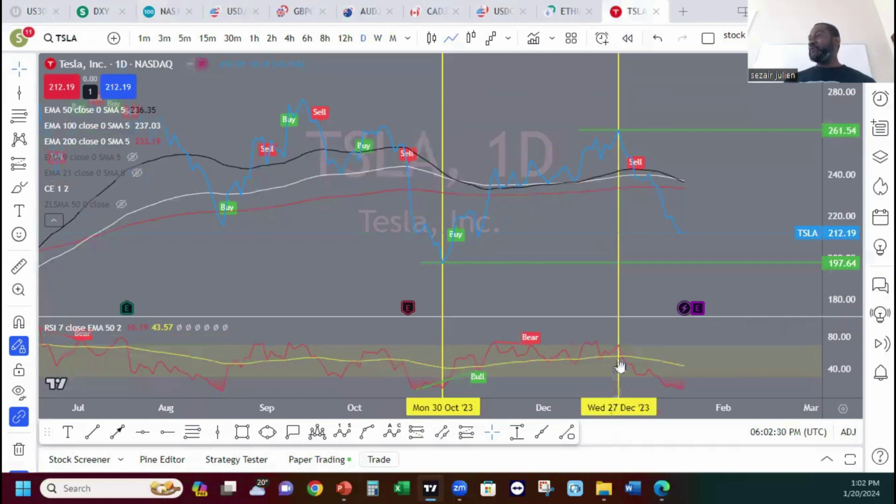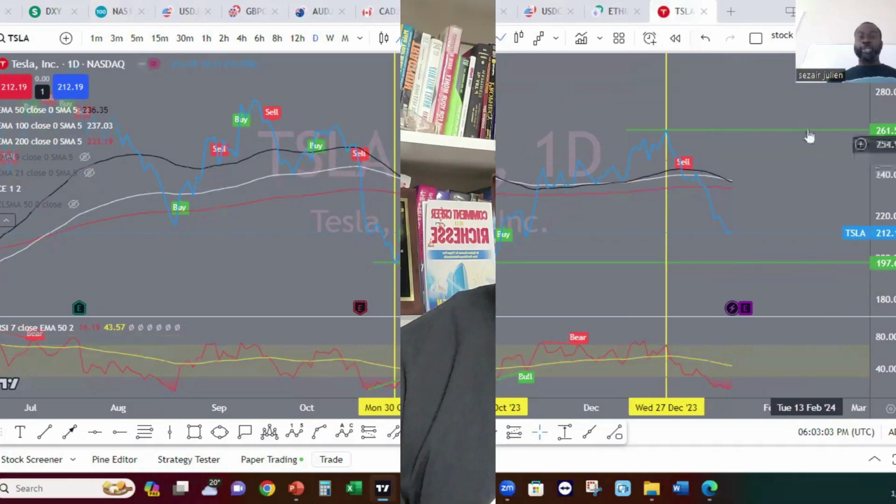From October to December, look at the price. It's right here at $261. So when price was here, if you bought Tesla stock and held it from October at $197, when it hit $261 in December, you would make a good return on your investment. This is how you read a chart.